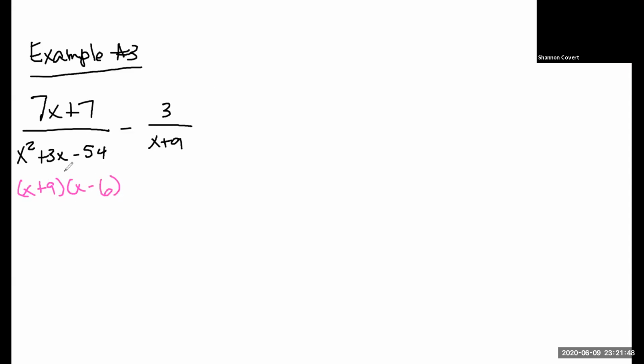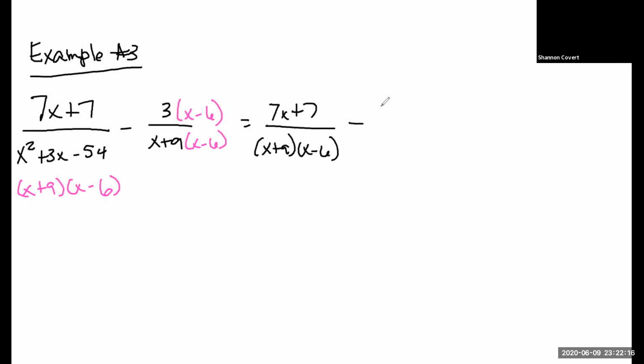That's my common denominator, (x + 9)(x − 6), because they both have an x + 9 and the first fraction has x − 6. So I'm going to have to take that second fraction, both numerator and denominator, times x − 6. Rewriting this, I have (7x + 7)/((x + 9)(x − 6)) − 3(x − 6)/((x + 9)(x − 6)).